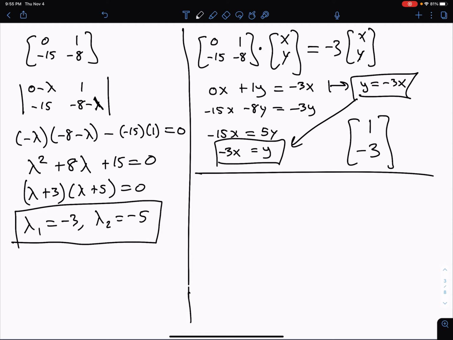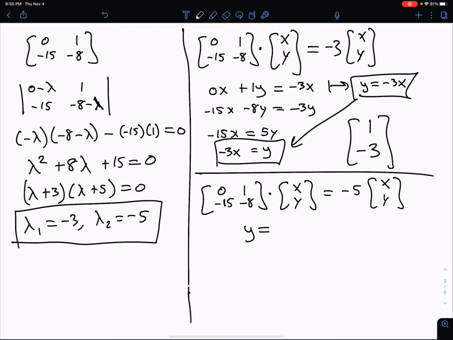And the other one, well, we should be able to solve it similarly. We just take the same equation times xy, but this time it's going to equal -5 times xy, because that's the eigenvalue. And we can cut to the chase. The top equation says y equals -5x. The bottom equation will be algebraically equivalent. And if we take x equal 1, y has to be -5 times 1. So x equals 1, y equals -5. That is another eigenvector.